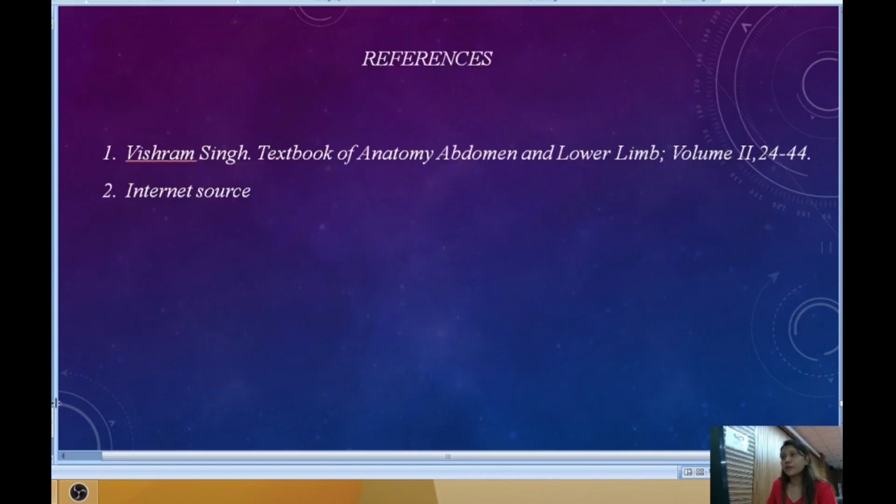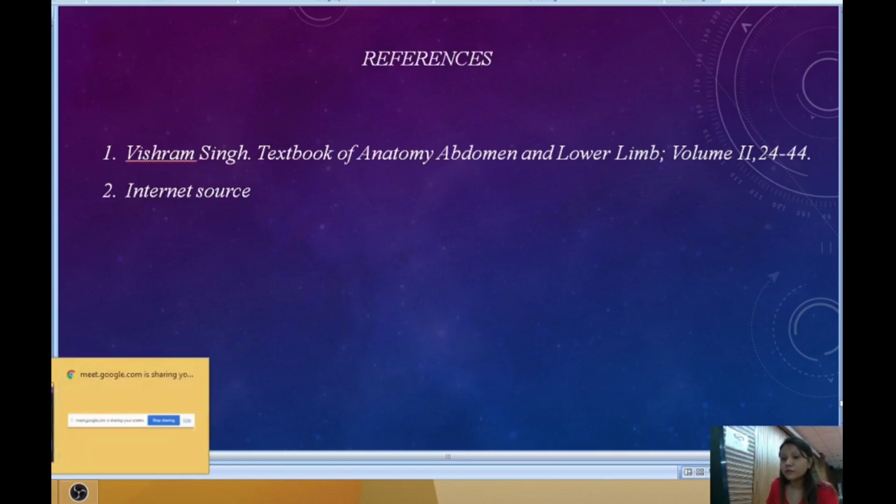Okay, so with this I am going to finish the class. Everybody understood or not? Yes, ma'am. Okay, so tell me, inguinal ligament is made up of? External oblique aponeurosis. Very good.